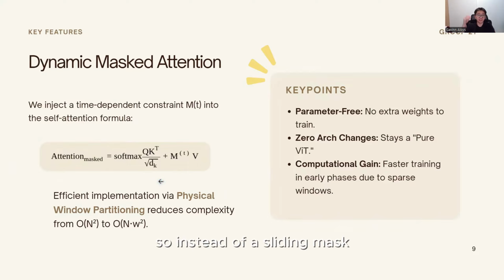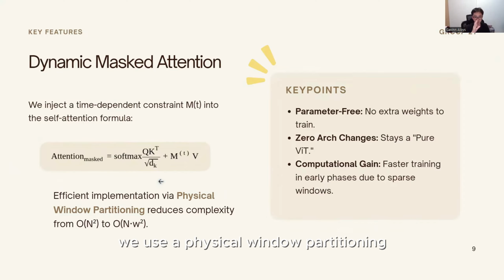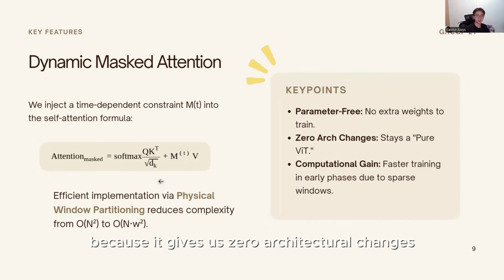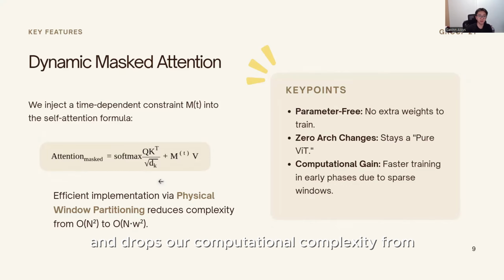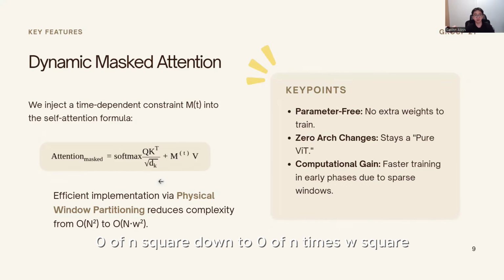So instead of a sliding mask, we use a physical window partitioning. This is critical because it gives us zero architectural changes, meaning no extra trainable parameters, and drops our computational complexity from O of n squared down to O of n times W squared.